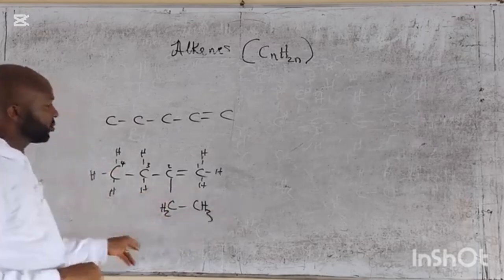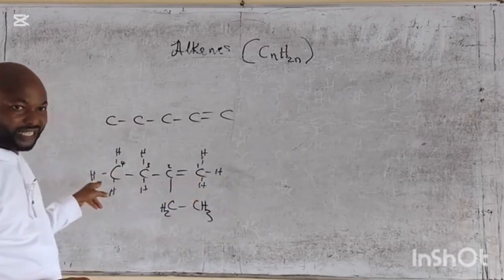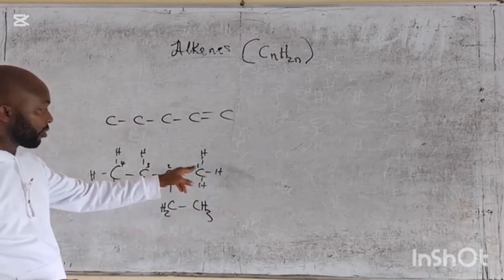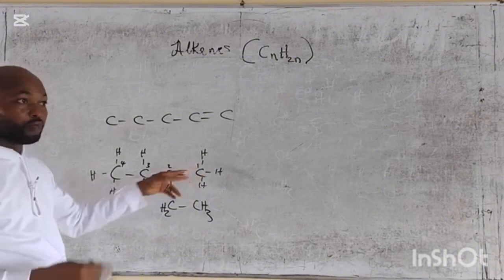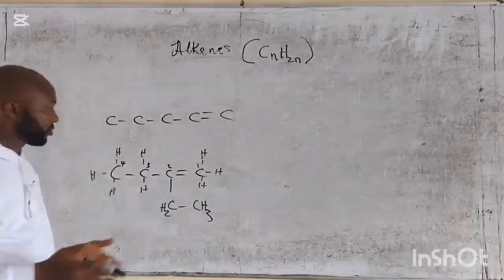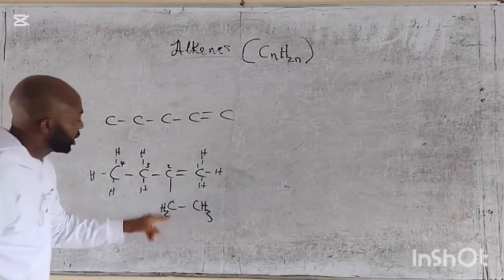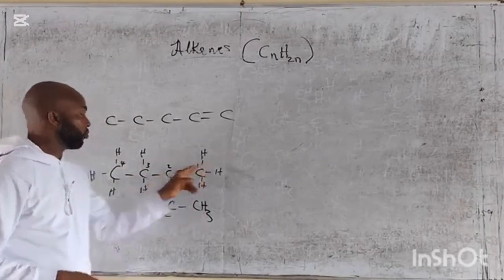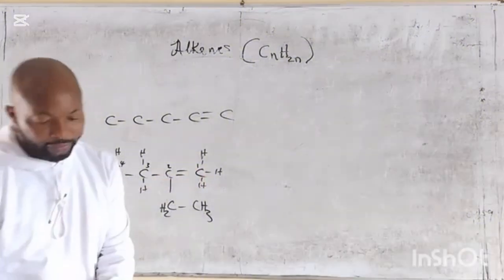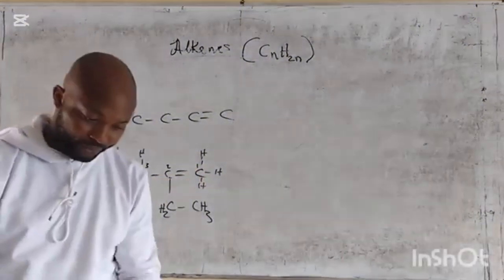2-ethylbutene, because the double bond is in carbon 1, or but-1-ene, if you want that. Okay, 2-ethyl, the ethyl is in carbon 2, butene. Let's move further, so we can name more.